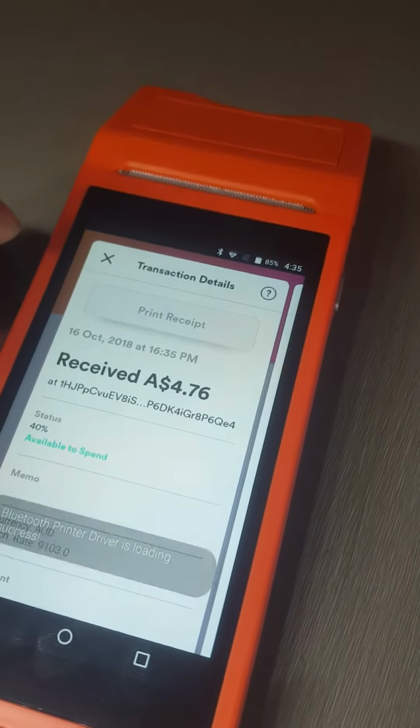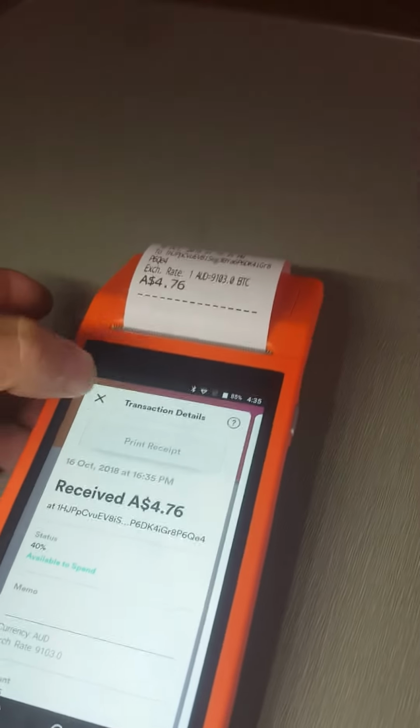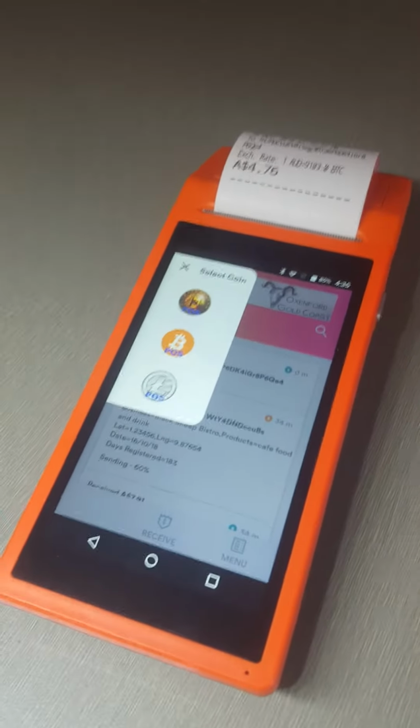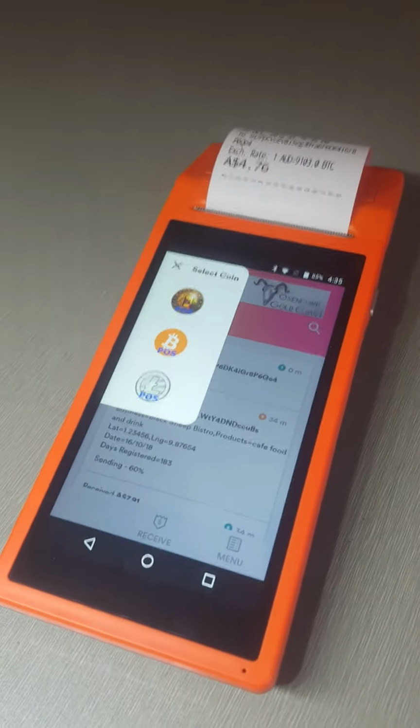We print the receipt, and out it comes. So that's a demonstration of the Bitcoin POS. We also have Litecoin POS, StrayaPOS, all built onto the same terminal.